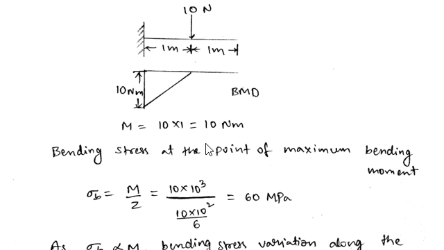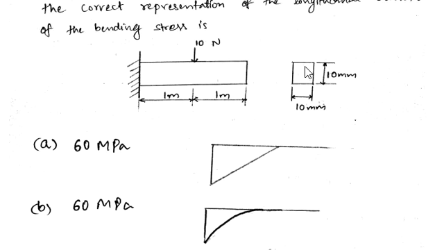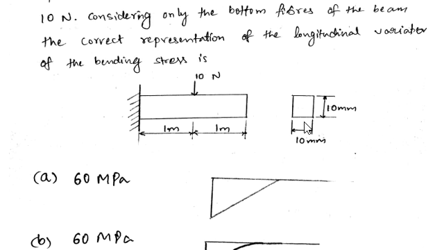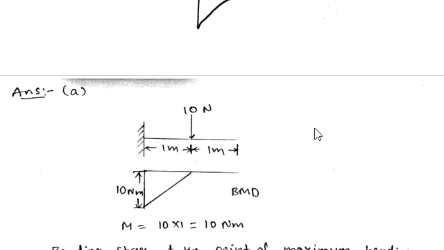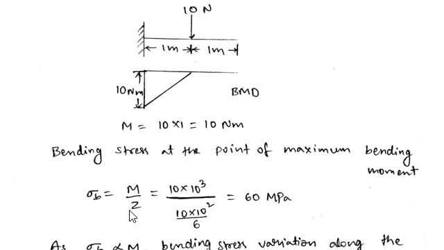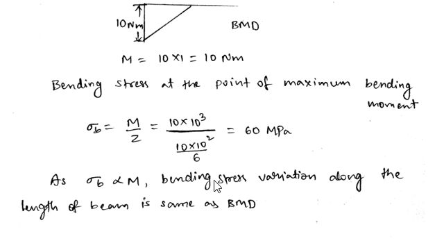And for a rectangular cross section, suppose you assume this is a rectangle of b and d, the Z value, that is the section modulus, is given by bd square by 6. B is 10 and d is also 10. When you simplify that, we get sigma b, the maximum bending stress, as 60 megapascal.